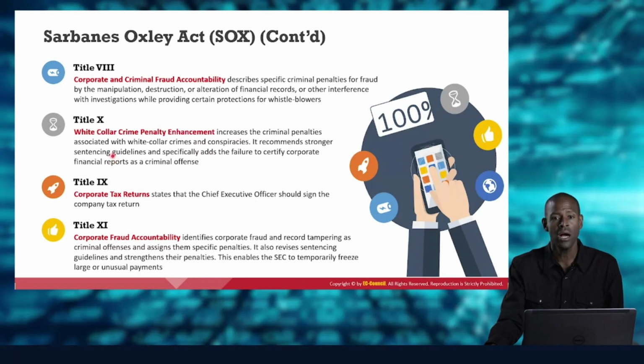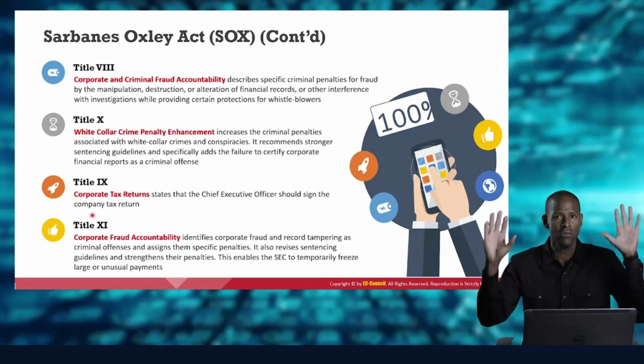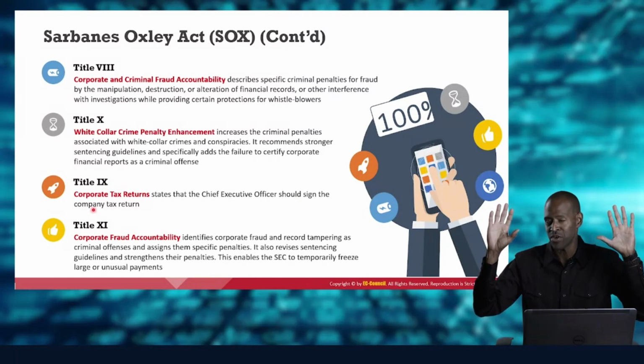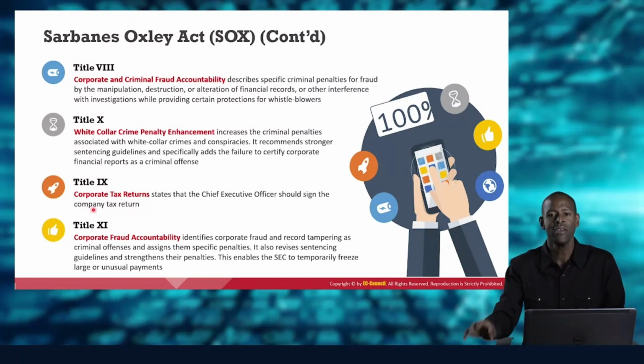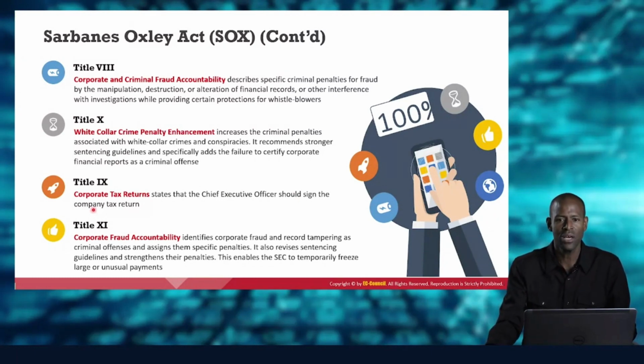Oh yeah, Title 11 is corporate tax returns for your CEO. The CEO needs to sign off on it. The CEO can't say, "Oh, not me. I didn't see that tax return. I see no evil." So that's Title 11. Title 12, corporate fraud accountability, identifying fraud, tampering, etc. The SEC can actually freeze large or unusual payments, like the organization might be trying to pay off somebody.